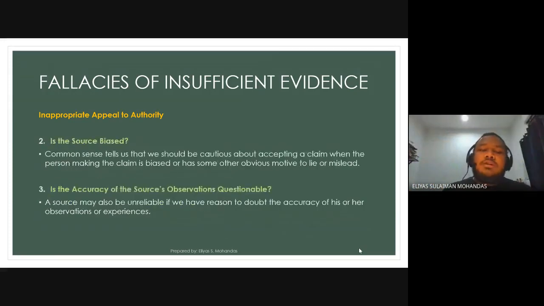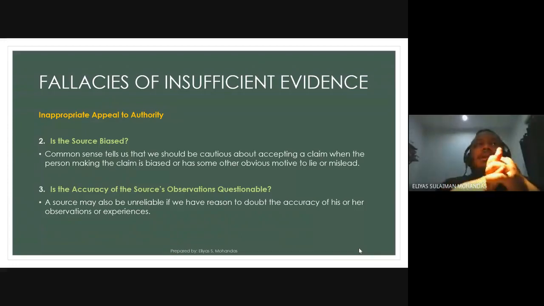Number two is source bias. Common sense tells us that we should be cautious about accepting a claim when the person making the claim is biased or has some other obvious motive to lie or mislead. When a person has a personal interest, or is directly involved in that matter, then that person has what we call a conflict of interest.